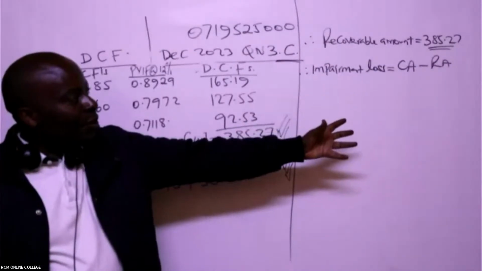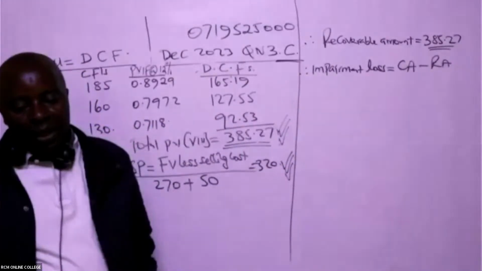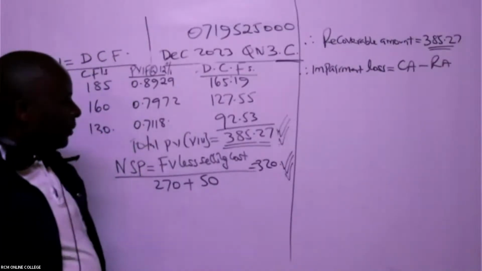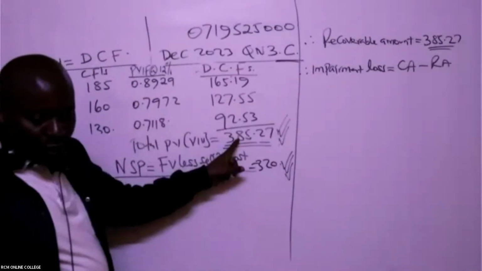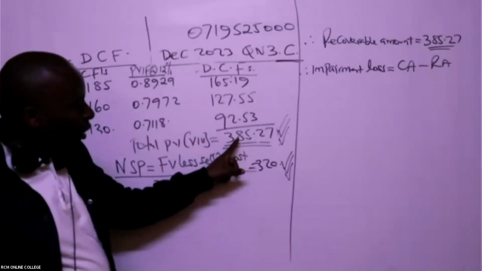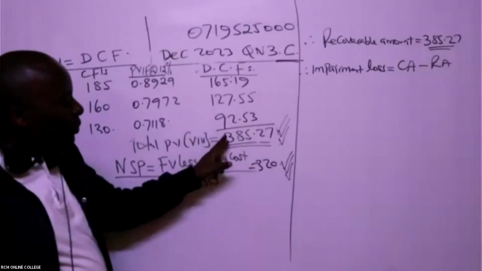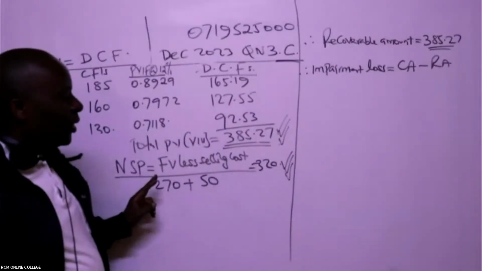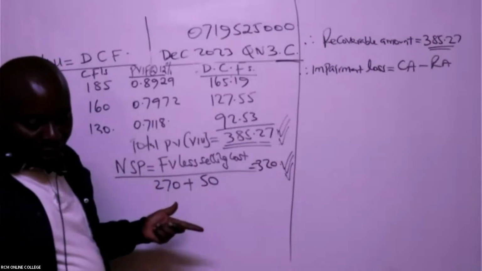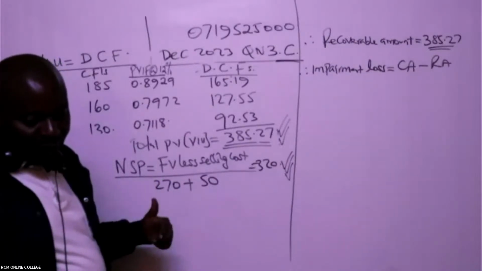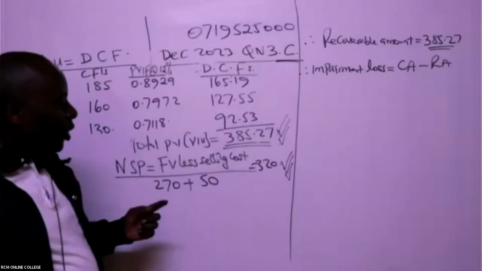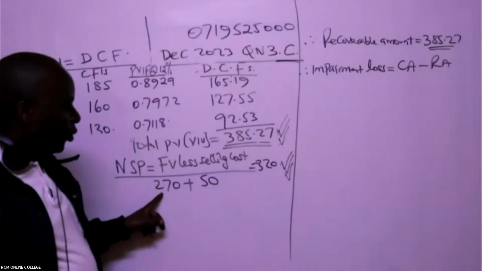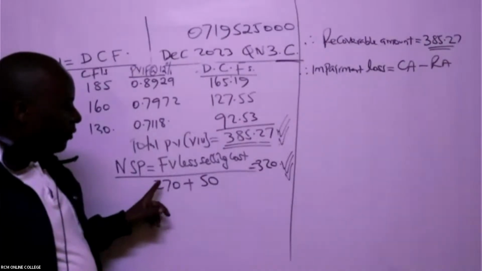Impairment loss is carrying amount minus recoverable amount. Carrying amount minus, is it not 320? I think there's a mistake here. Between the two, you see this 385, this is more. The value in use is more than, in this case, the net selling price. So you always pick the higher. You always pick the higher. 220, I don't know how you're getting 220, because it is 270 plus, in this case, 50 bob.